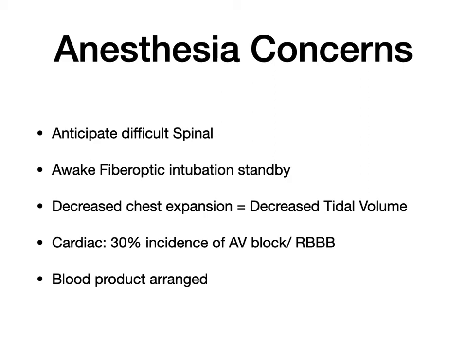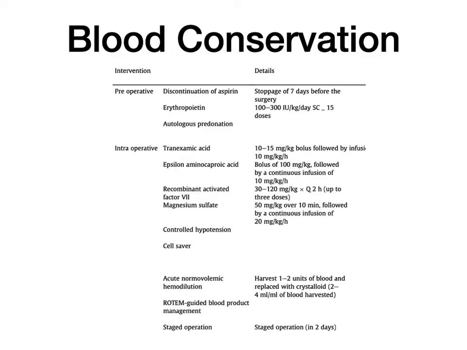These people have a decreased chest expansion, so decreased tidal volume, and the anesthetist will take care of that, of course. And there is a 30% incidence of AV block or right bundle branch block in these patients. You must preoperatively arrange blood products because there can be more blood loss, and all the blood conservation strategies that you can apply should be applied.